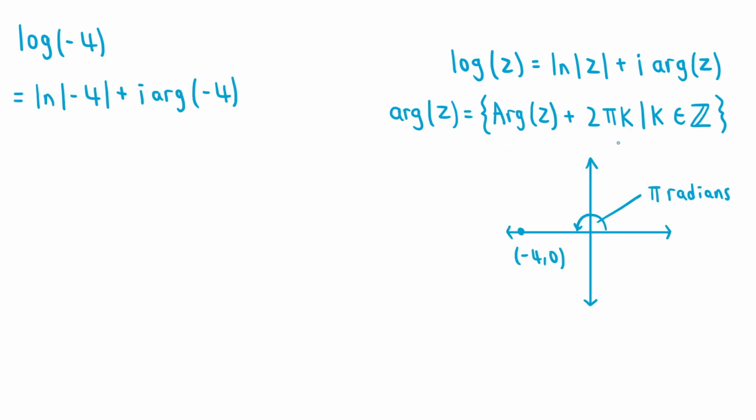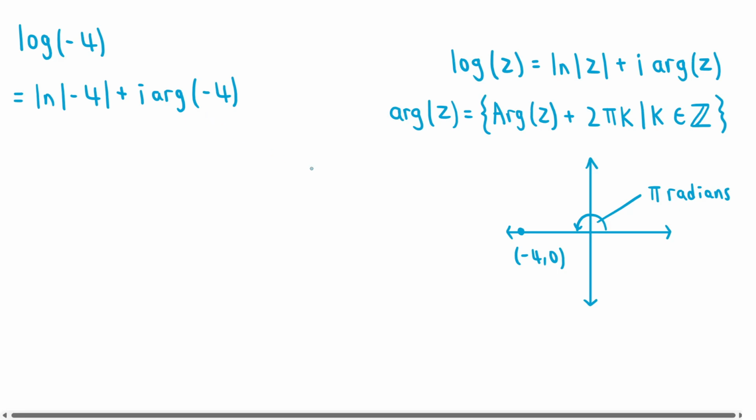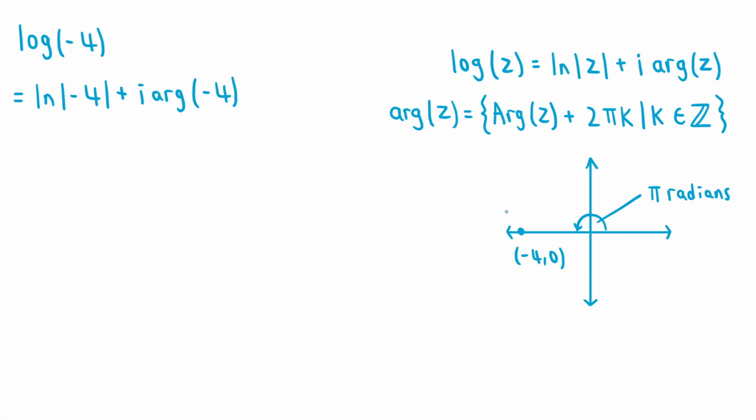If we apply the formula for the complex logarithm, log of negative 4 equals ln of the absolute value of negative 4 plus i arg of negative 4. Negative 4 is a negative real number, and if we plot negative 4 on the complex plane, it would lie on the negative real axis. So if we look at it graphically, we can clearly see that the principal argument of negative 4 is pi.